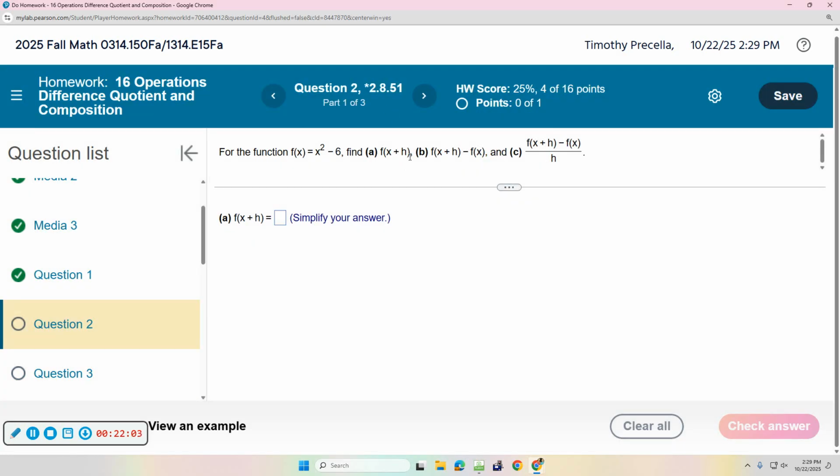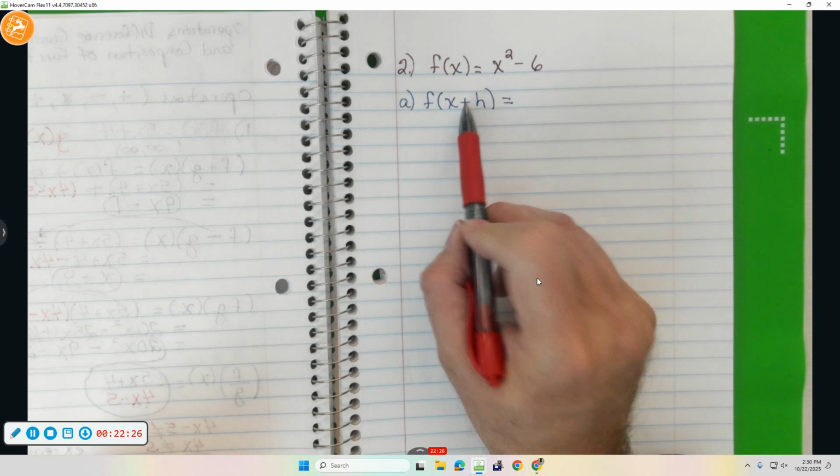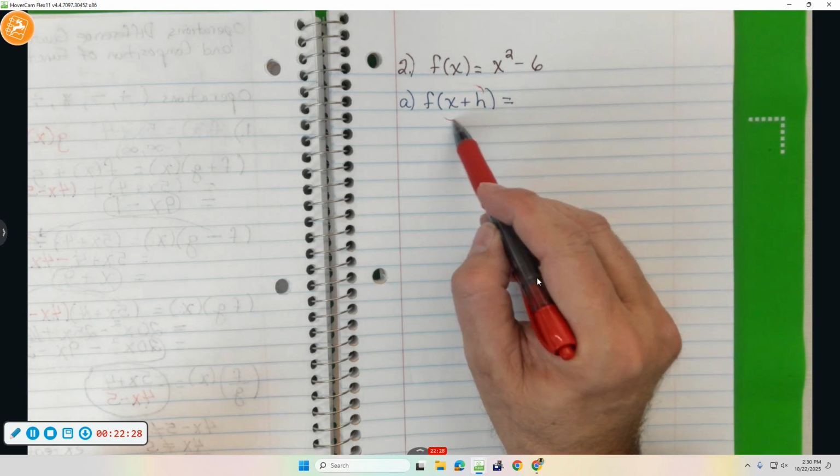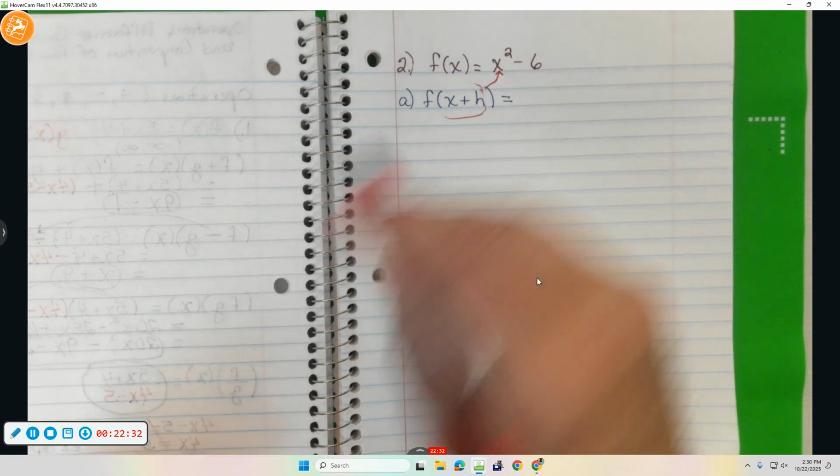We use these 3 steps that they use here on number 2. First of all, we find f of x plus h. Then we subtract off the original function. And finally, we find the difference quotient. We use those 3 steps even when they don't ask for the 3 steps. If you're looking for a difference quotient, you need to break it into those 3 steps for the best success rate. I'll be quiet. So to find f of x plus h, whatever's in the parentheses, you plug that in for x. Now be careful.